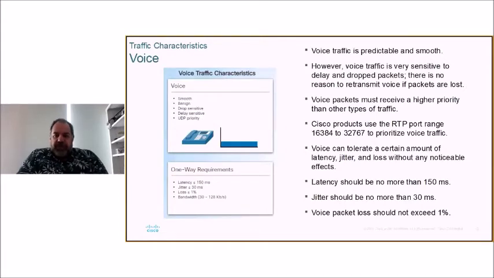So voice traffic is predictable and smooth. However, voice traffic is very sensitive to delay and dropped packets. There is no reason to retransmit voice if packets are lost. Voice packets must receive a higher priority than other types of traffic. And so basically Cisco products use the RTP port range of 16,384 through to 32,767 to prioritize voice traffic.